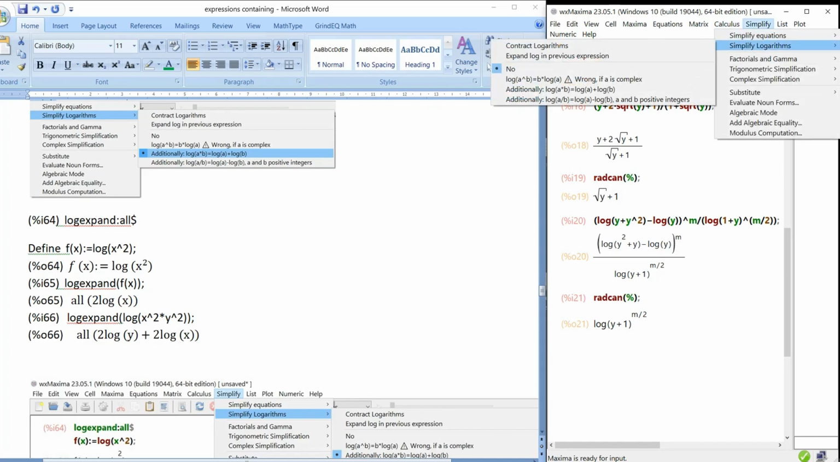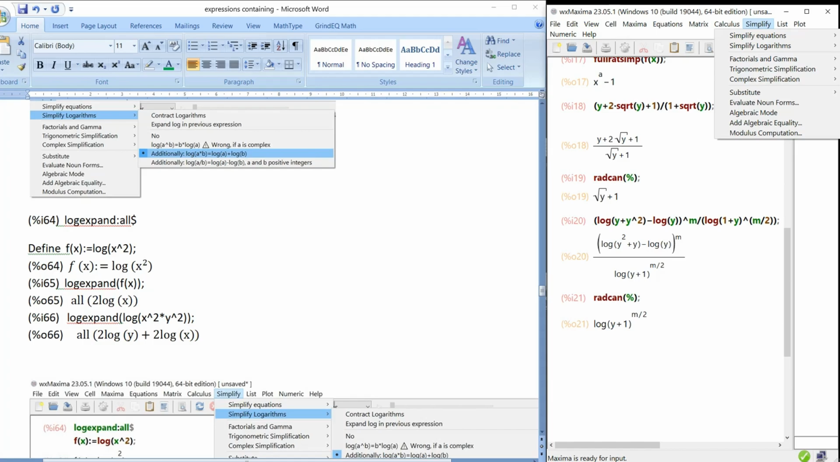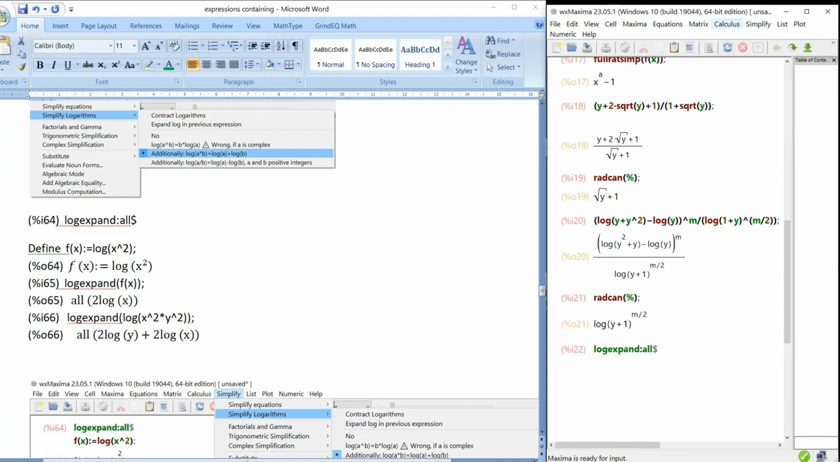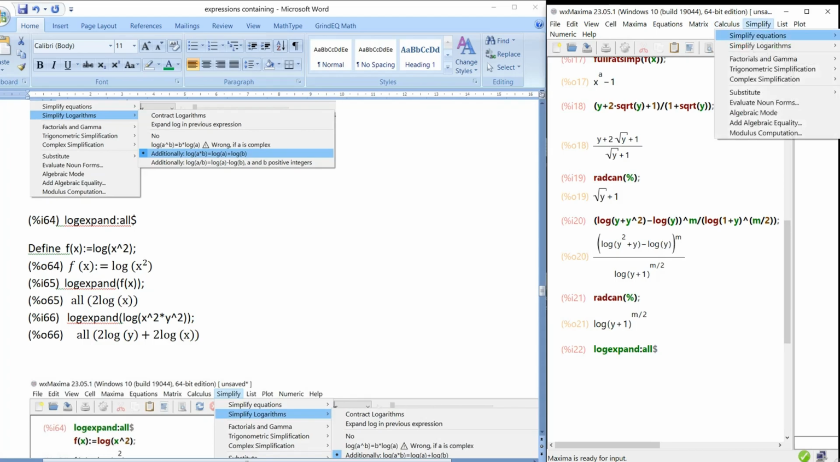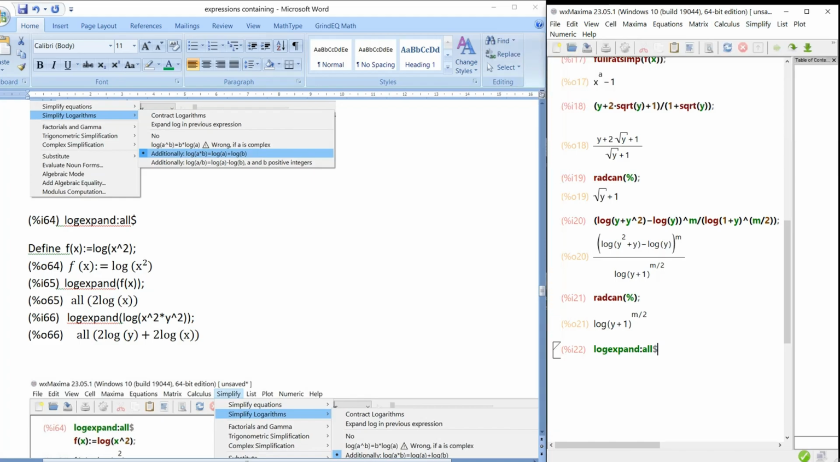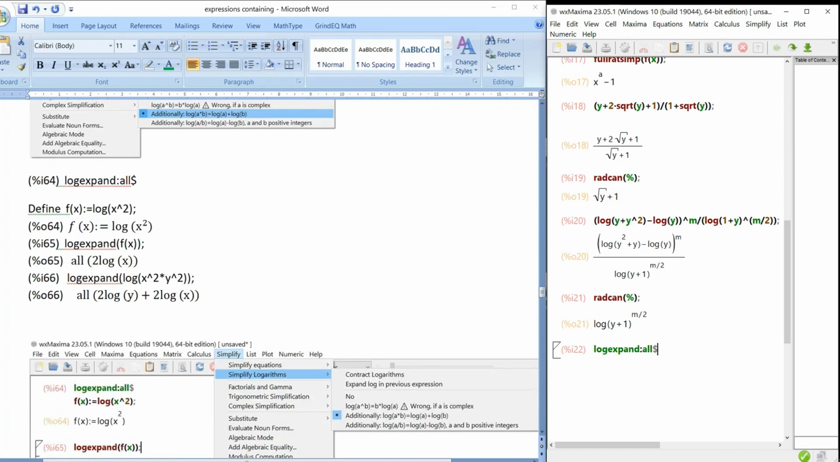I show you how to do this. Simplify logarithms. You can see I go to simplify menu, then simplify logarithms. Then in this option, I click on additionally log a star b equal to log a plus log b. I click on this. Now it is activated. You can see, yes, you can see this line is activated now. Okay, and here it is written, automatically written, log expand is activated.